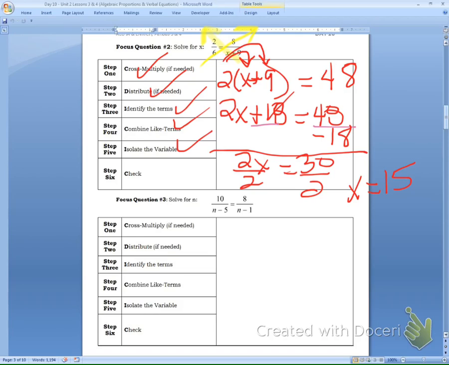Last one. Again, you're going to cross multiply because we have a complex fraction this time on both sides. It doesn't matter which side there's a complex fraction. If you see a complex fraction, the first step you always need to do is to cross multiply. Alright, so I will cross multiply that n minus 5 times the 8. Now that 8 is being multiplied to the whole quantity n minus 5, so I need to make sure I put it inside parentheses.